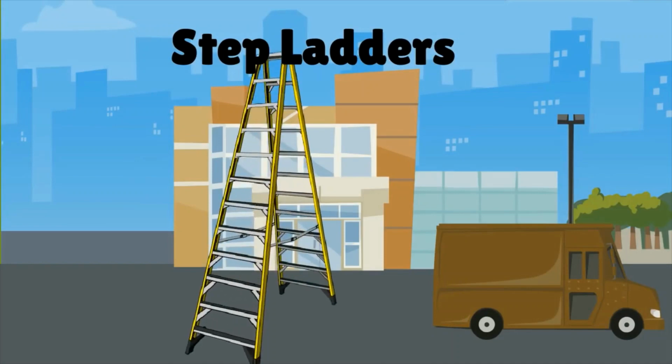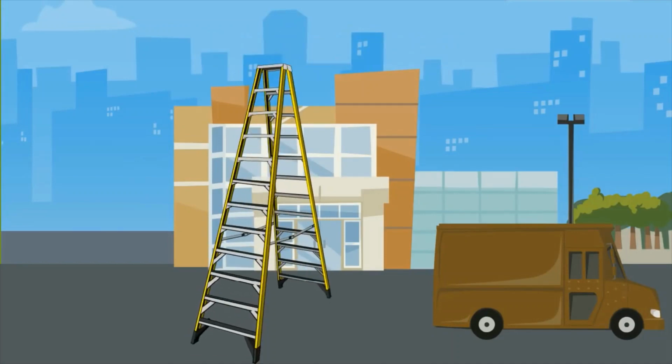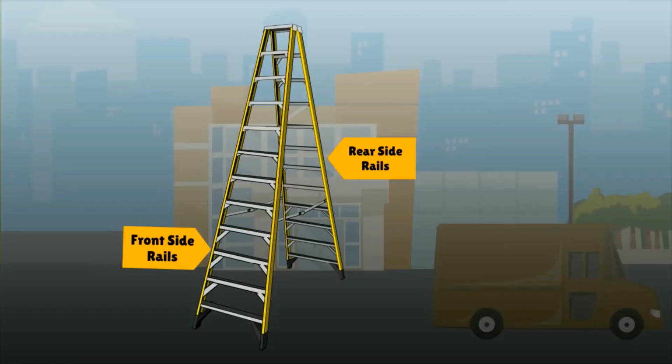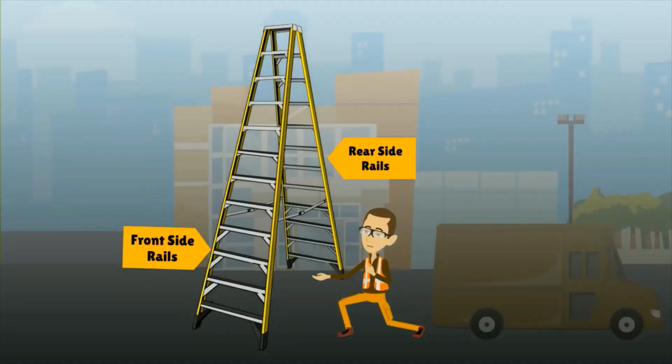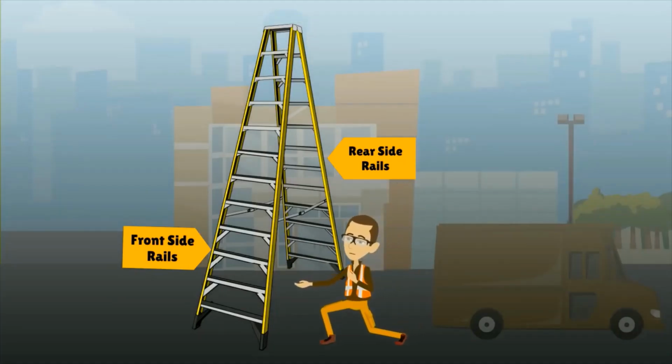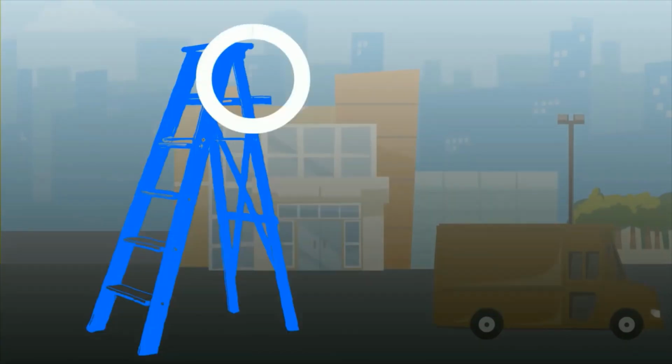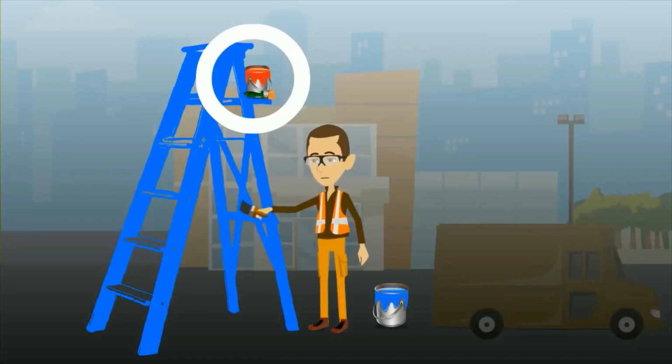Step ladders. A stepladder is constructed with wide, flat steps and two pairs of rails connected by a hinge at the top and that opens at the bottom so it can be freestanding without being attached to or supported by something else. Lock spreaders secure the two pairs of legs. Ladders also include a shelf which can support paint cans or other objects while working.